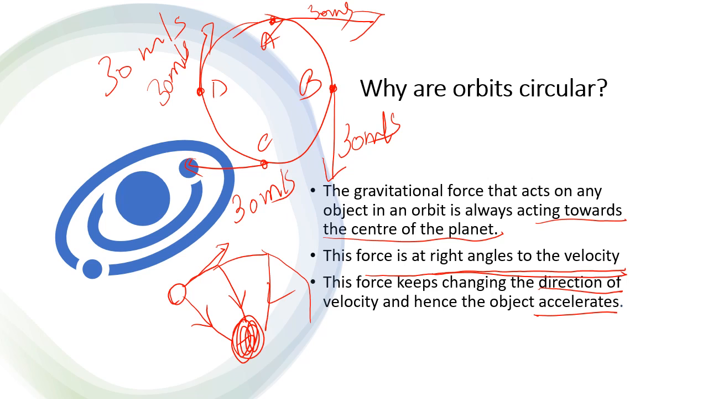These orbits are circular because the gravitational force that is acting on the object is always acting towards the center of the planet, and it is at 90 degrees to the velocity, which makes it move in a circular orbit. Then how is it possible that something moving in a circular orbit at a constant speed still has an acceleration? It is possible because acceleration doesn't depend on speed. Acceleration depends on velocity. Here, the velocity is changing because the direction of the object keeps changing, and hence the object accelerates. Okay?